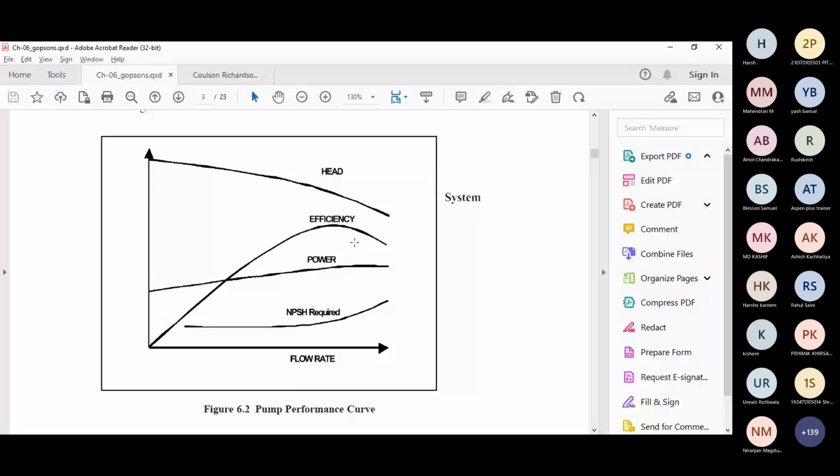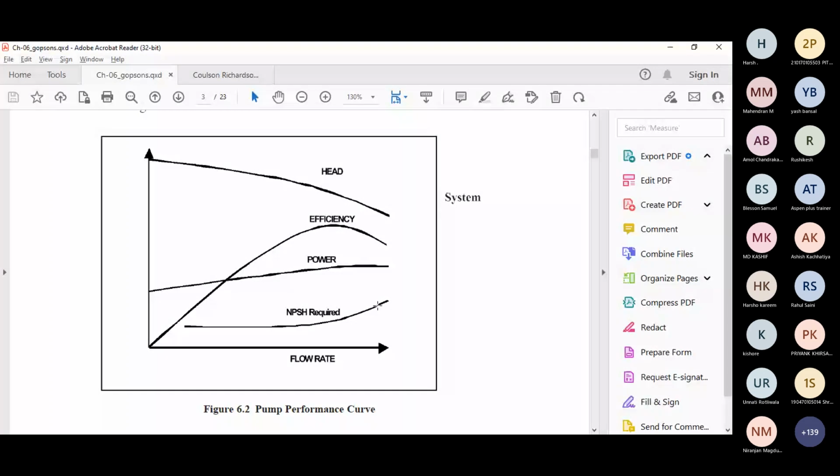Okay, so with respect to power, you can see your power curve is linear, right? So with your flow rate your power consumption will increase, right? The next and the last one is the NPSH required. So basically NPSH required is the minimum suction pressure that we need to maintain in order to avoid the cavitation of the pump, right? So again you can see after this BEP point, once this BEP point passes, your NPSH requirement increases.